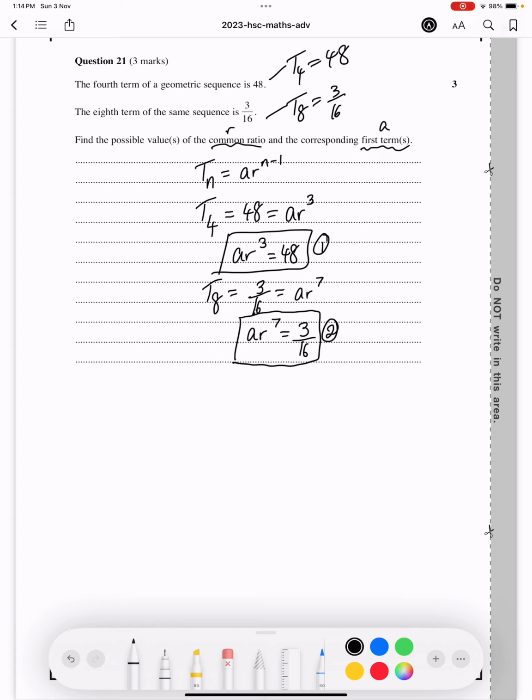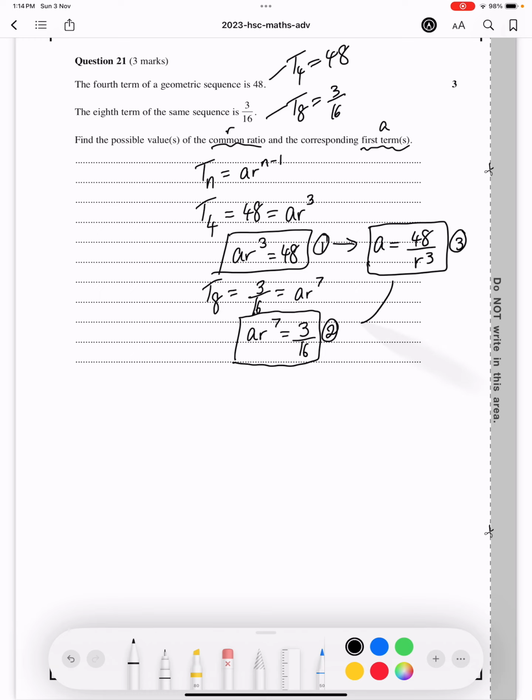So now we've got to isolate either A or R and try to plug it into the other equation. It seems easier to take equation 1 and manipulate it so that A is alone. In order to get A alone, we divide both sides by R cubed. That will give us A equals 48 over R cubed. And I'm going to box that, call that equation 3 because it's now a modified version of equation 1.